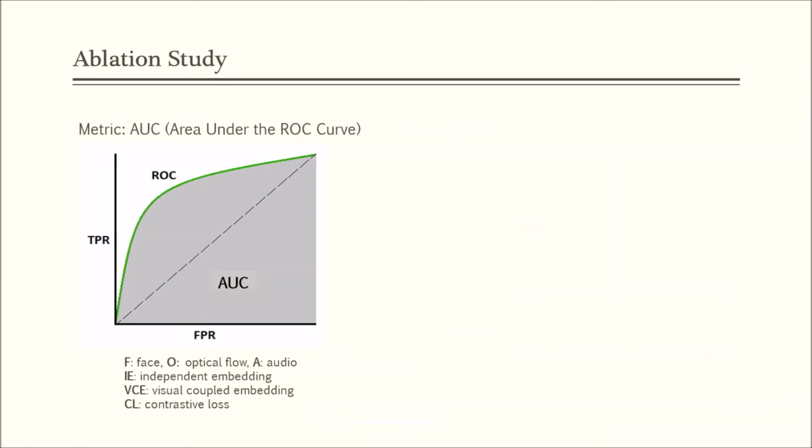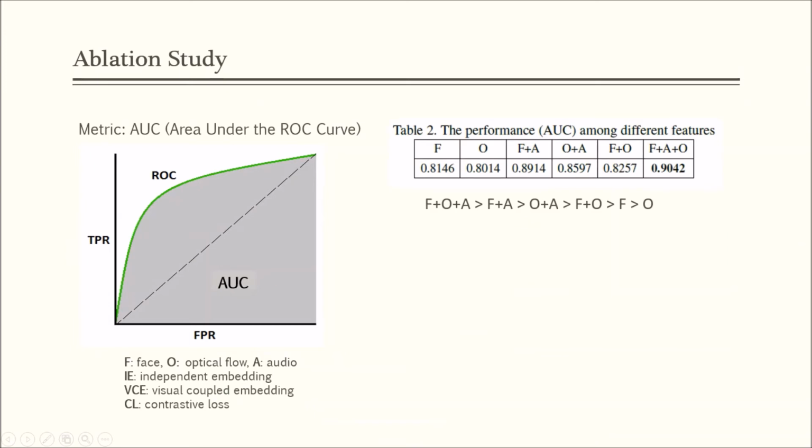We evaluated the performance using AUC, which is short for Area Under the ROC Curve. Here we list the result of the ablation study. We abbreviate the facial image, audio flow, and audio signal as F, O, and A, respectively, IE for independent embedding, VCE for visual couple embedding, CL for contrastive loss. First, Table 2 shows the performance of different features in the independent embedding network without contrastive loss. The trend demonstrates that the audio flow can provide an additional and important clue for detection.